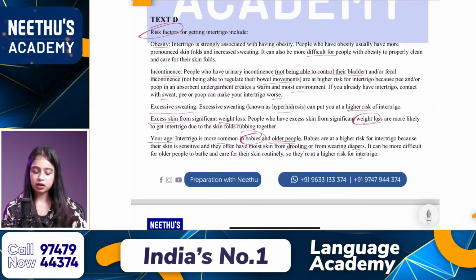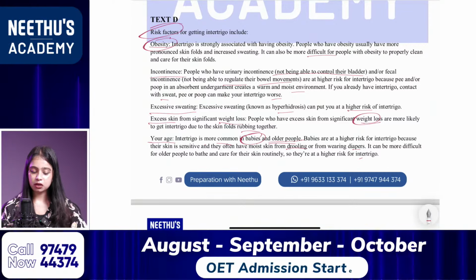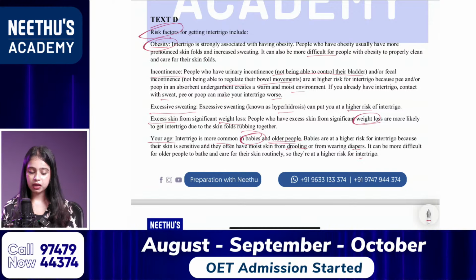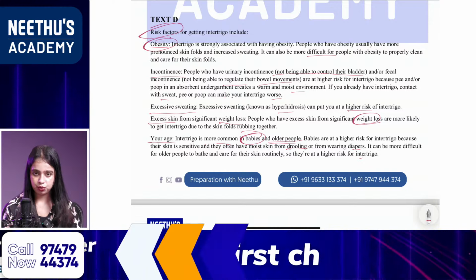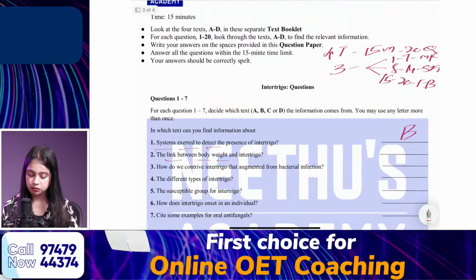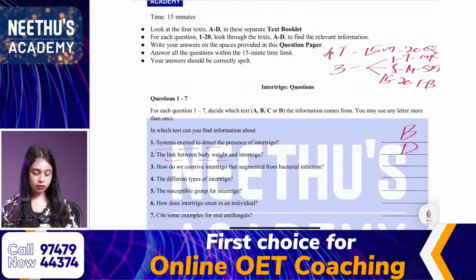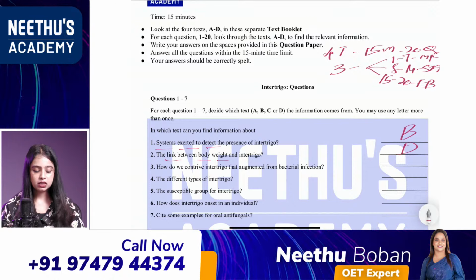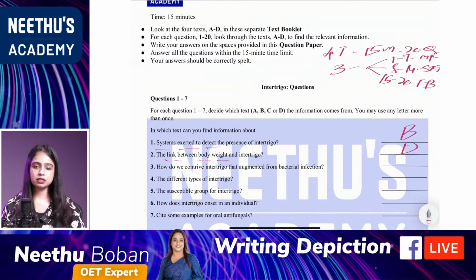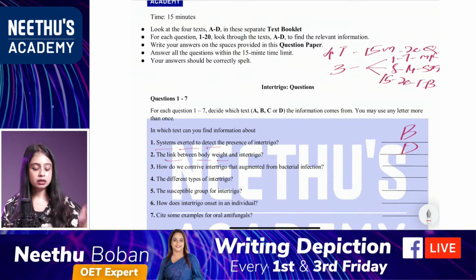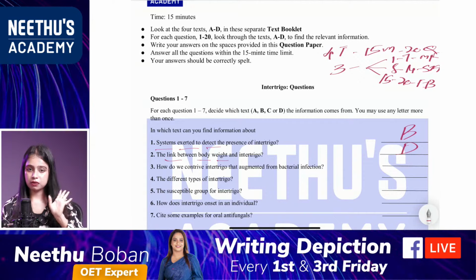See the first one, obesity, which means the body weight. There is a connection with body weight because it is one of the risk factors, and that's from D. Reba, Libby, Shiny, Aku, excellent, it's from text D. Brincy, Jinsey, Joes, it's from text D, very good.